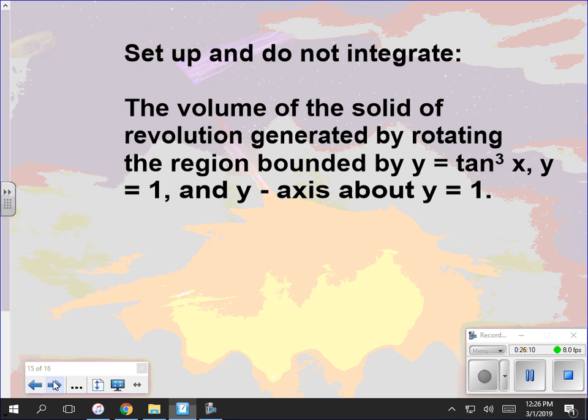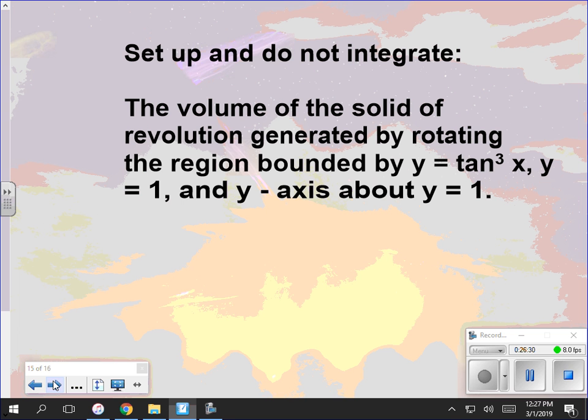Set up, but do not solve. The volume of the solid of revolution generated by rotating the region bounded by y equals the tangent cubed of x, y equals 1, the y-axis, and rotated around the line y equals 1. I will give you a hint.